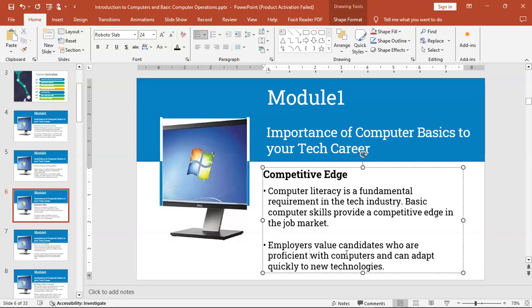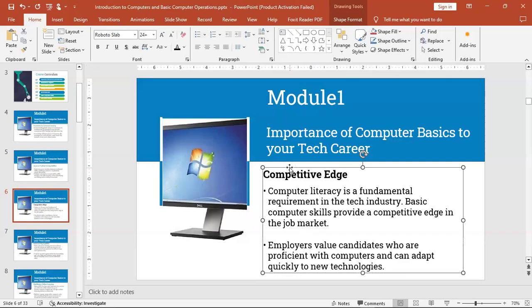Employers value candidates who are proficient with computers and can adapt quickly to new technologies. So you see that with your knowledge of basic computer, it will help you to adapt quickly, to learn faster. Because as I said, technology is advancing. So you realize that in your journey, you have to be learning new things every day, so that you can be up to date with the trend.